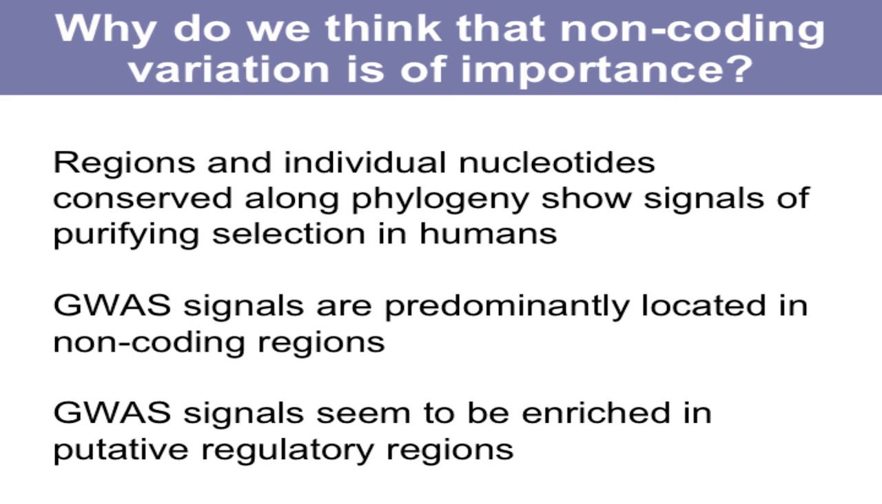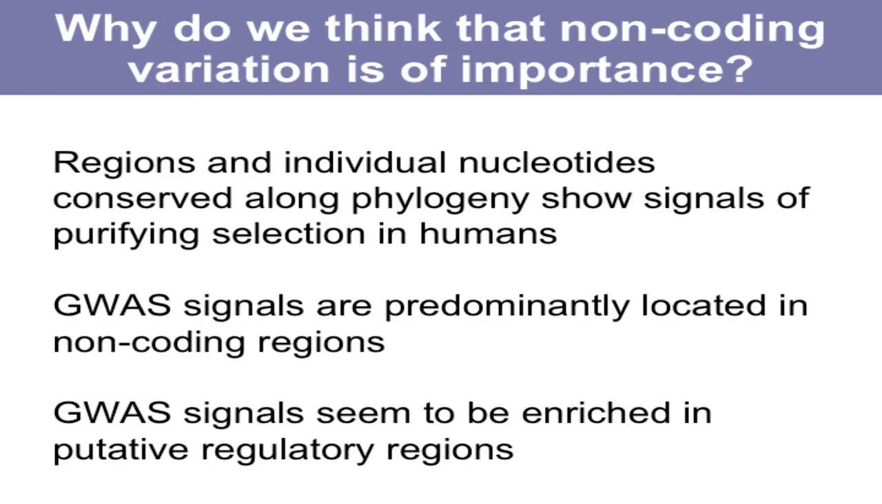Why do we think variants in these regions are functional? Well, one type of signal comes from the analysis of natural selection. There are many regions that are conserved in phylogeny, and if you look within the human population for signals of natural selection, in these regions you detect the signals. This is a statistical observation. Genome-wide association study signals are primarily located in non-coding regions, and they are enriched in putative regulatory features as evidenced from these epigenomic studies. So these are three pieces of evidence suggesting the existence of many, most likely small, effects of variants in these non-coding regions.